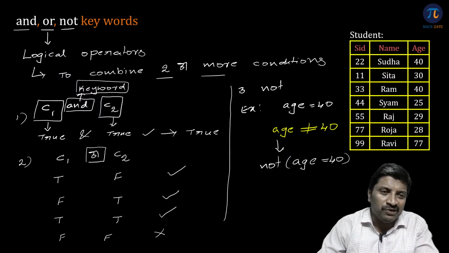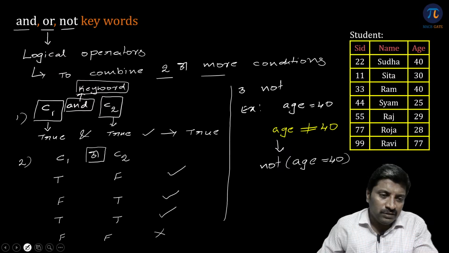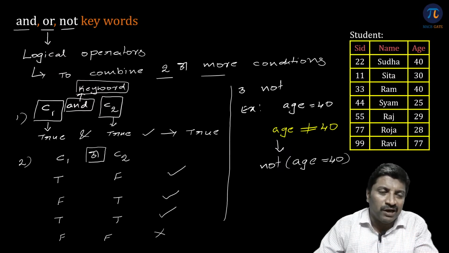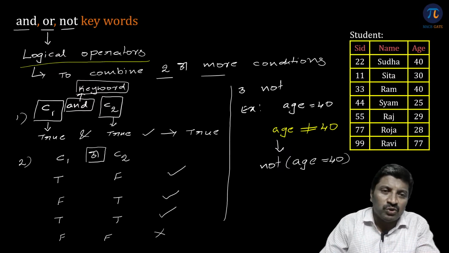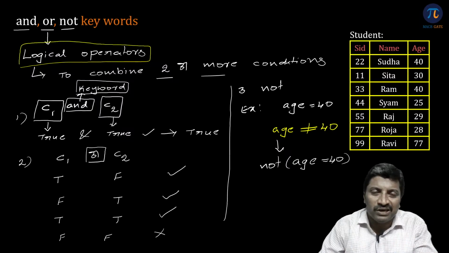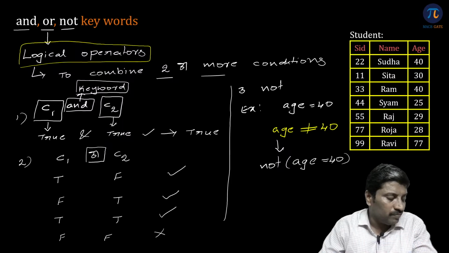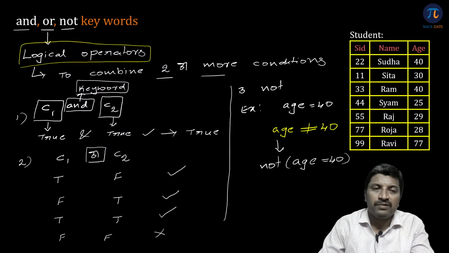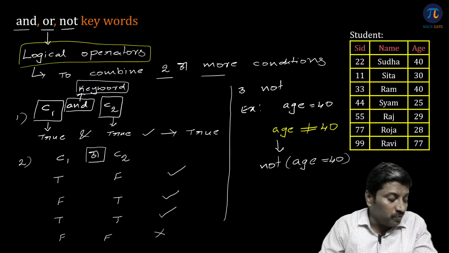Hope you understood the meaning of these logical operators. So mainly they will be used in the where clause whenever you want to filter the records based on two or more conditions. Let us see some examples based on this.